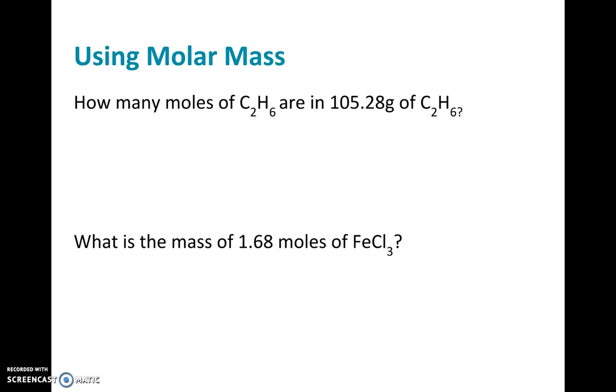So if we wanted to look at how many moles were in C2H6, when we have 105.28 grams of that chemical, we can use our molar mass as a conversion factor. So I can calculate my molar mass and say, okay, 2 carbons plus 6 hydrogens is going to be about 30, I think.